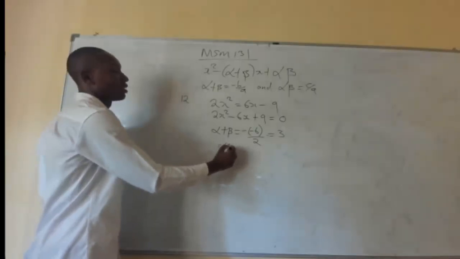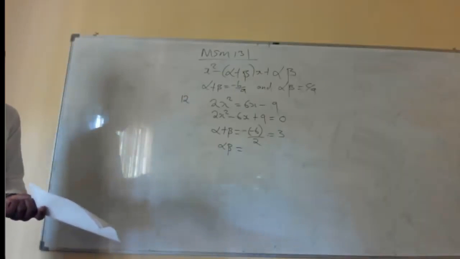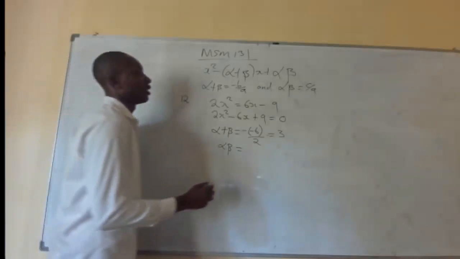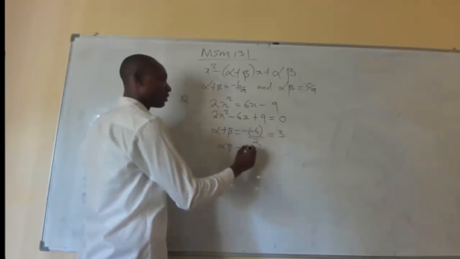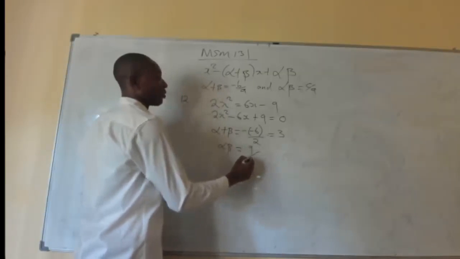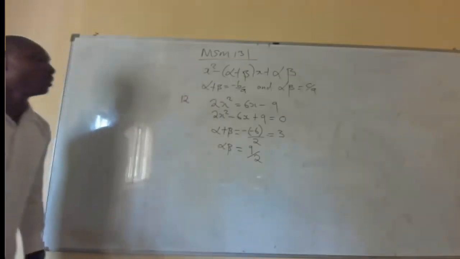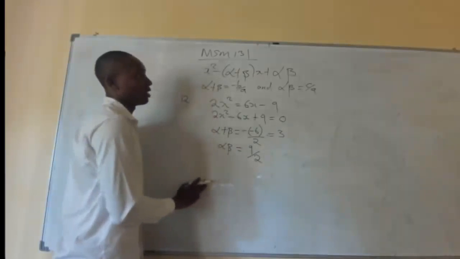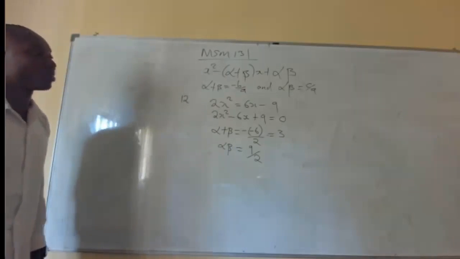Then our product is equal to C over A. So what is C? C is 9. What is A? A is 2. So 9 over 2. So we're saying in order for us to do this question, the first thing we need to know is what the sum is and what the product is.